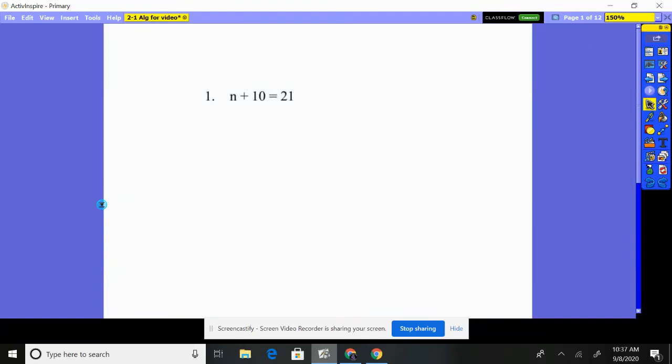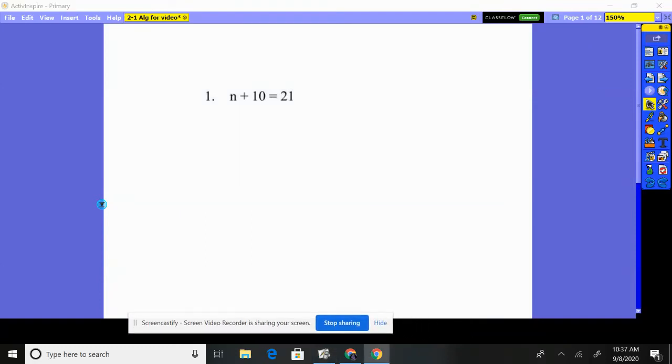All right, let's take a look at these problems that we want to see. Get my pen here. All right, we want to solve for n. So remember, we want to isolate n. We want to get it by itself. Right now, it has 10 being added to it.